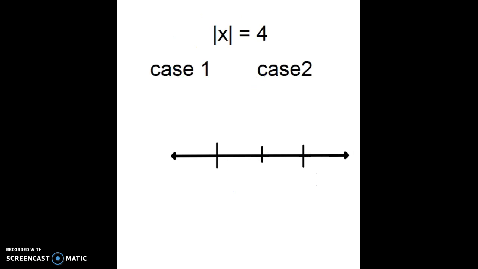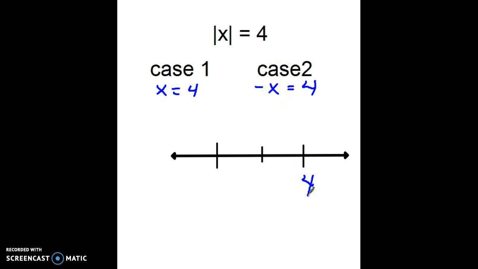Absolute value. Now, you know that this x could be positive. That's going to be case 1. But we also know that this x might end up being negative. And that would be case 2. This is the way I teach it, and it's always case 1 is your positive case, case 2 is your negative case. Well, this is already solved.